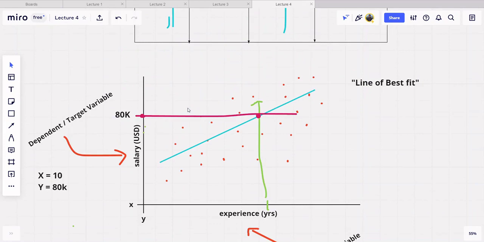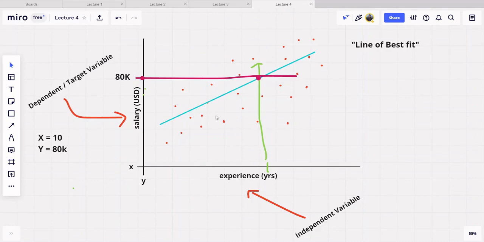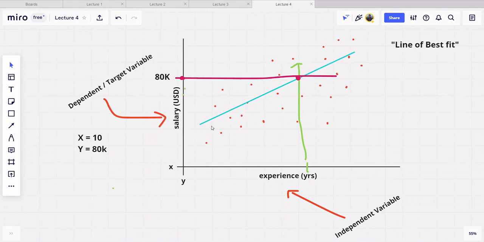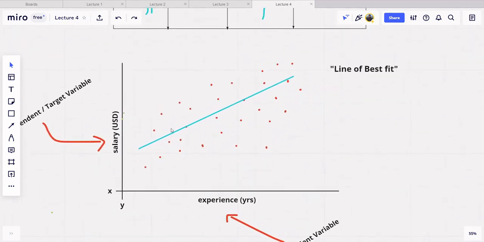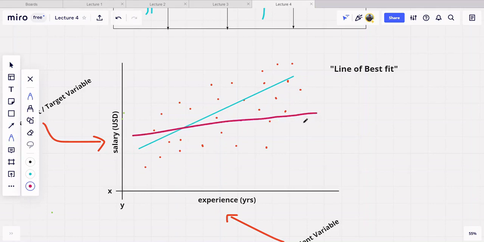So this is how we basically make our predictions using linear regression. But now the main question is how do we decide this line? I just randomly drew this line, but how do we find the best line? How do you know that this line will give you the best predictions? We can also draw the line like this, so how do we judge which is the best line out of these two?